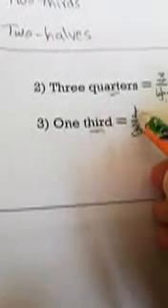3/4. Quarter tells you the number under the fraction line, 4. And how many quarters? 3. The number on top of the fraction line, 3. 3/4. The last one, 1/3. Third tells you the number under the fraction line, 3. How many thirds? 1. We write 1 on the top, 1/3.